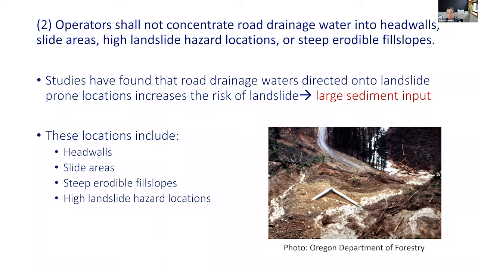And if you want to look into it, in the resources, the rule has a very specific description of those high landslide hazard locations. Because what can happen is that, if there is a failure, then there could be a very large sediment input into the streams. So that's the first priority in this rule.